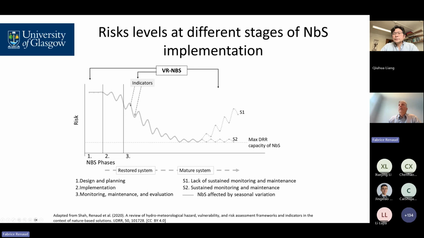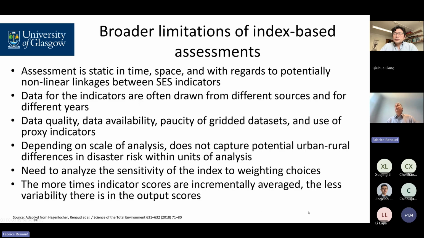Also of interest is when you're working with nature-based solutions, and particularly when you're working with vegetation, you may have a temporal variation within 1 year as to the effectiveness of the nature-based solution. So you can think, for example, of the difference in vegetation coverage between the winter and the summer in a temperate climate. So you have to factor this in, and you have to have the indicators that allow you to capture this also.